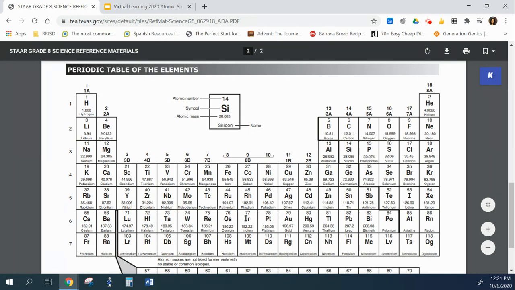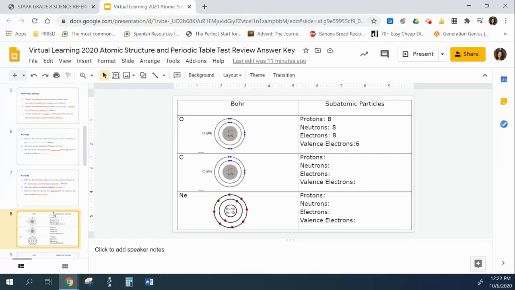And by the way, guys, when you look at the atomic mass for oxygen, it's 15.99. We're just going to round that up to 16. And for fluorine, you can see it's 18.98, so I would round that up to 19. Okay, so make sure you're rounding up.